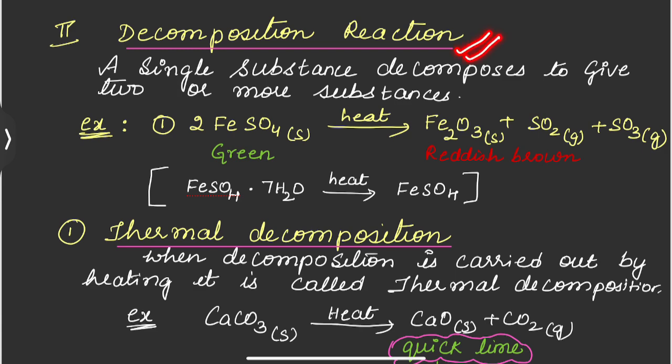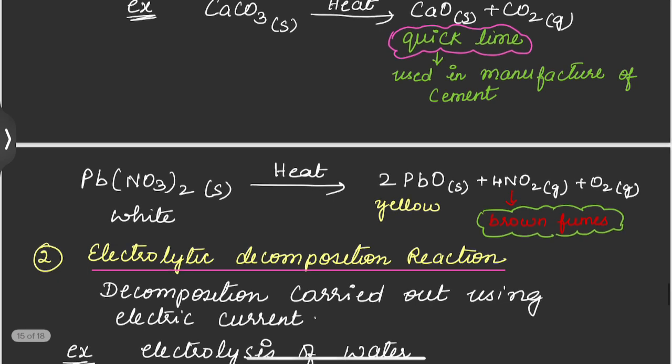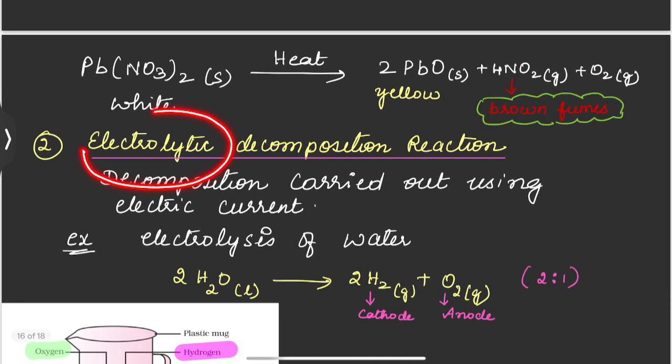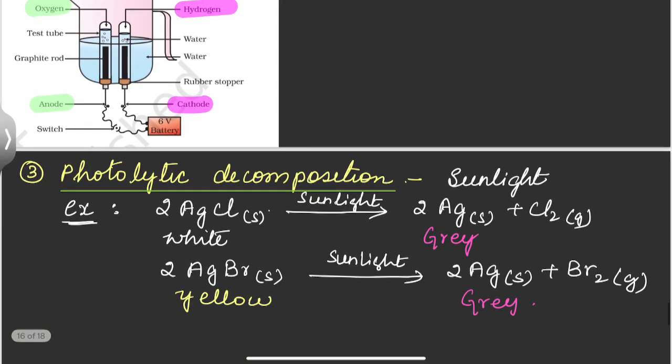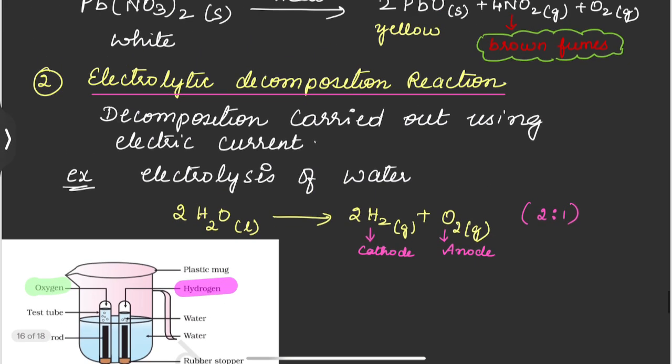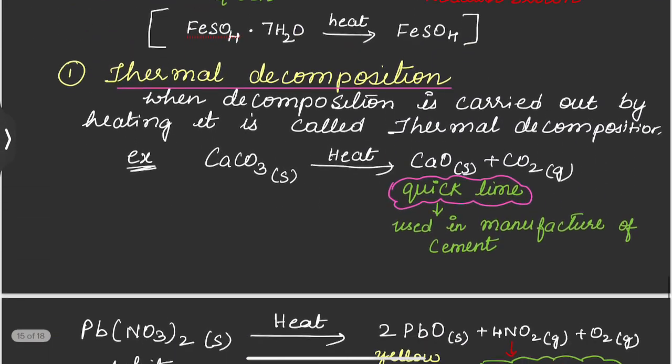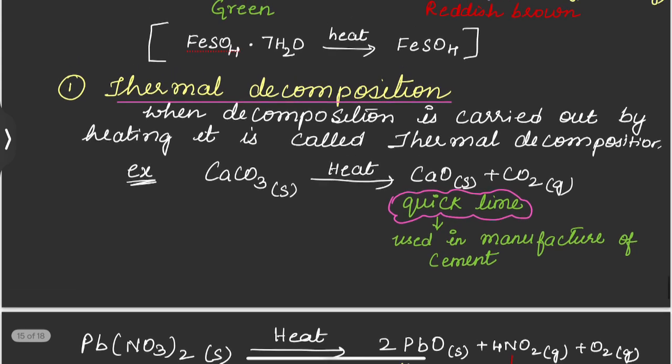Decomposition reaction is of three types. The first type is called thermal decomposition. The second type is called electrolytic decomposition reaction. And the third type is called photolytic decomposition reaction. So let us study one by one.